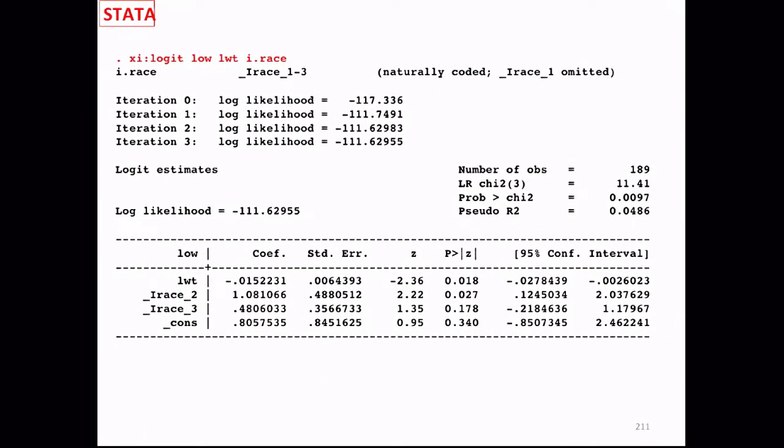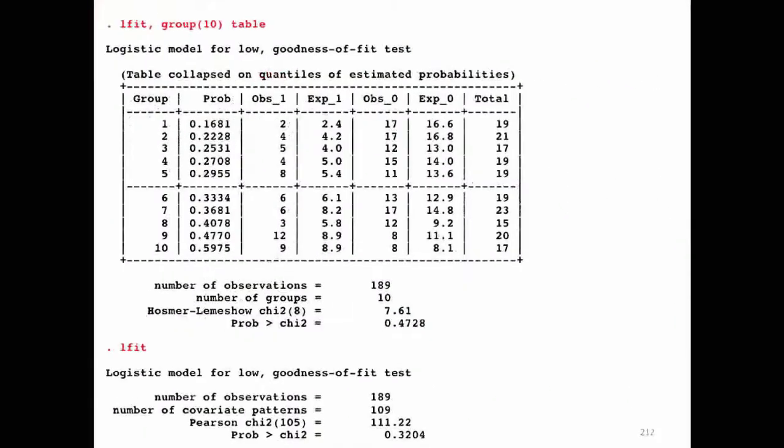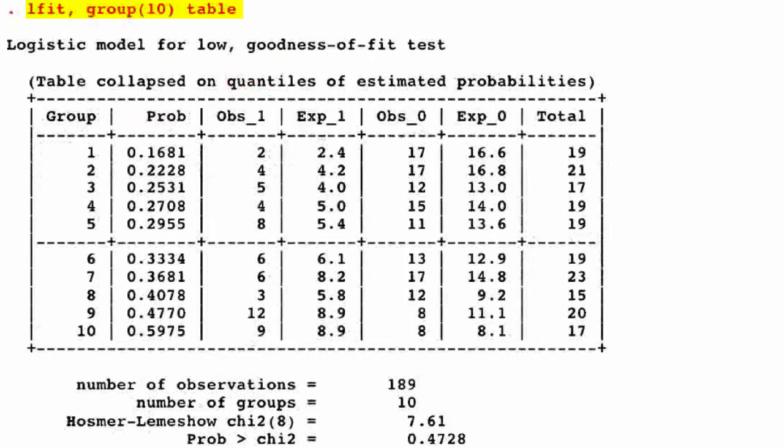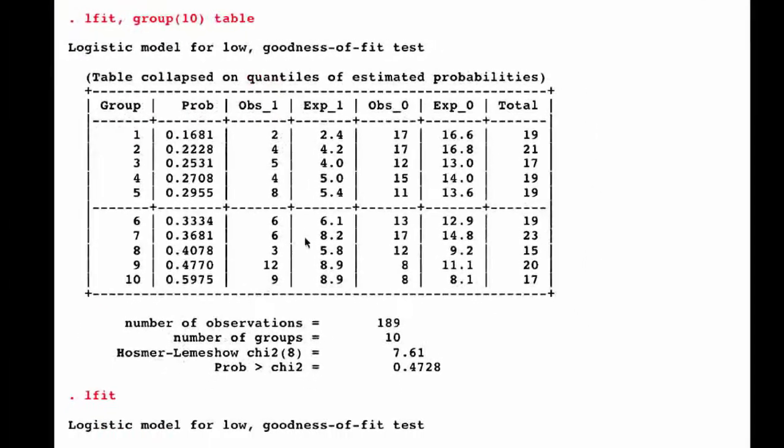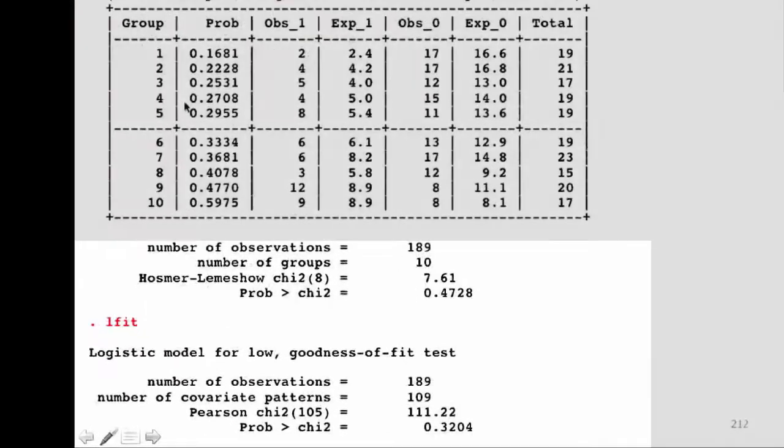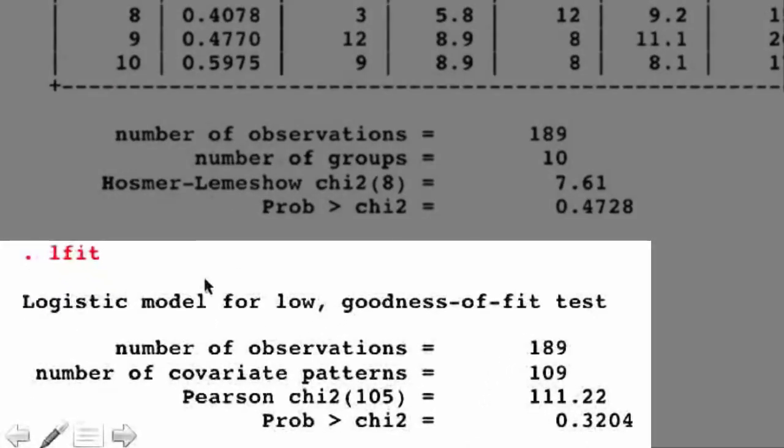So after you run the model, you simply say LFIT, group 10, table. Okay, so LFIT alone basically gives you this. If you don't say anything about group 10 table, LFIT will give you the Pearson chi-square statistic. It tells you here that the number of covariate patterns is 109.